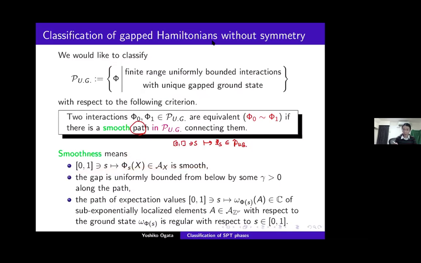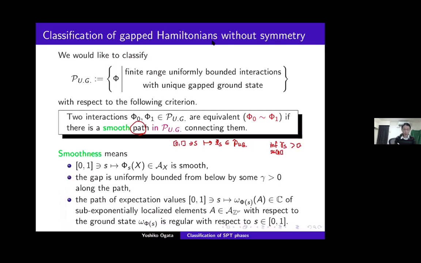That is one requirement. And the second requirement is that the gap is uniformly bounded from below by some strictly positive gamma along the path. This means that phi(s) belongs to this set, so this is a gapped interaction. So there should be some strictly positive number gamma(s) which satisfies this gap condition. And the requirement here is that the infimum of this gamma(s) should be strictly positive. So the gap should be uniformly bounded from below by some strictly positive constant. That is the second condition.